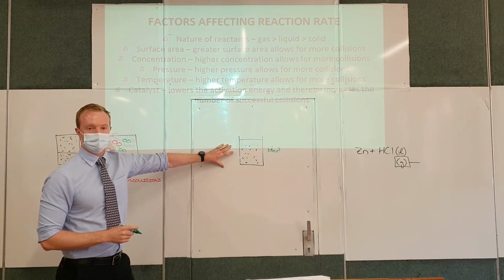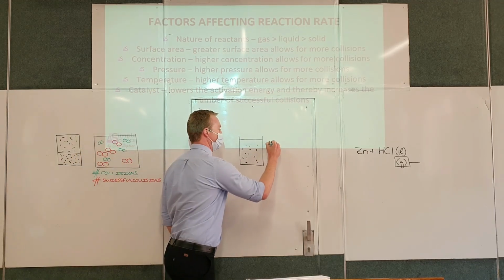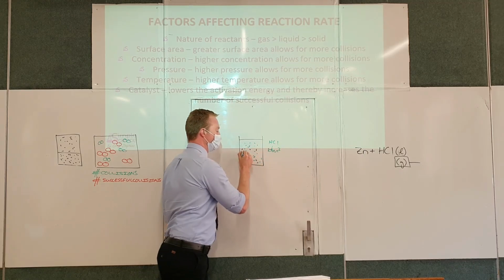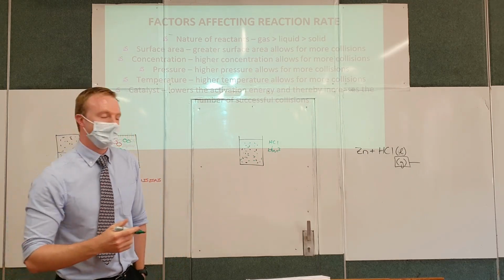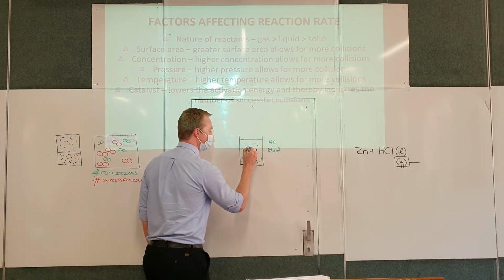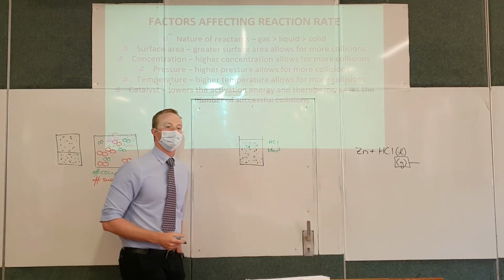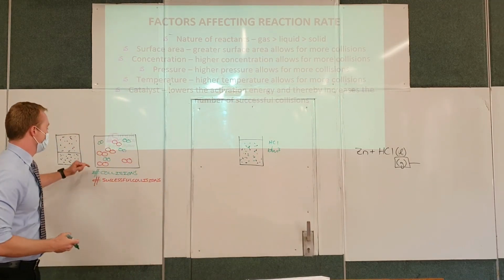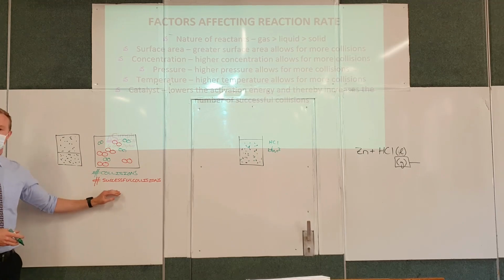The volume is set. So if I decide to increase the number of molecules of hydrochloric acid, thereby increasing the concentration, I'm increasing the number of times that hydrochloric acid is going to collide with zinc molecules. And then, once again, because I'm increasing the number of collisions, I'm increasing the number of successful ones.